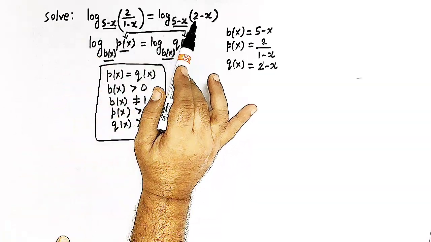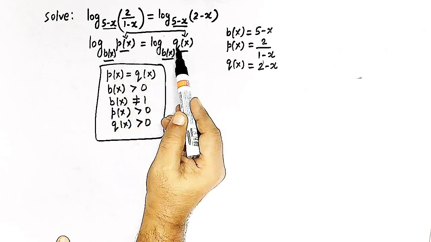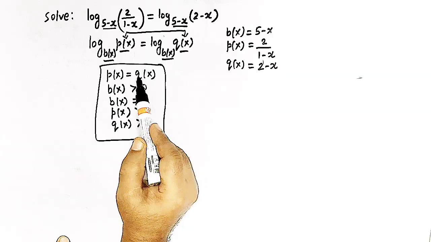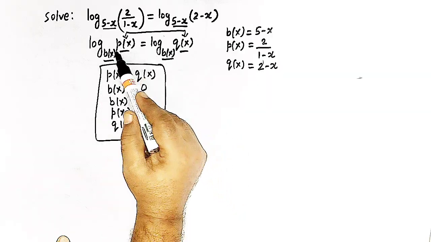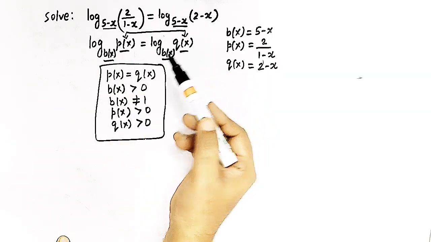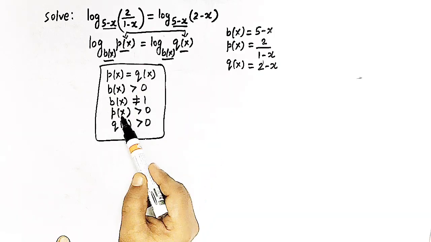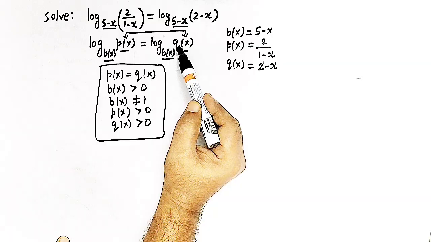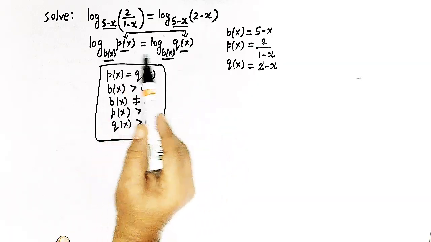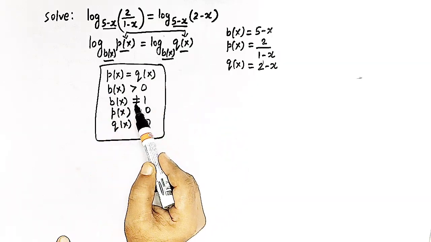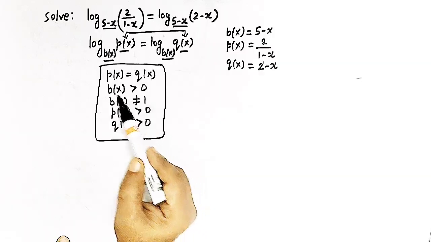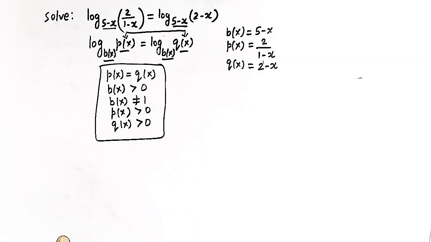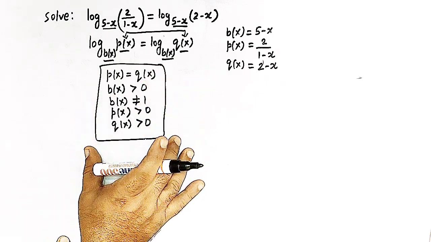So whenever we deal with these kind of logarithmic equations, then p of x should be equal to q of x, and in order to define the domain, p of x should be greater than 0, and q of x should also be greater than 0, and the base, that is b of x, should not be equal to 1, and b of x should be greater than 0, right? So we have these conditions.